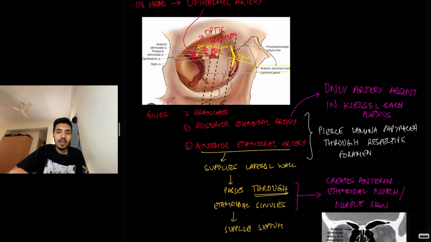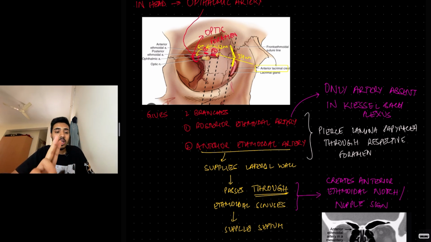So if I take this as the lacrimal crest in front, if I go 24 mm behind the lacrimal crest, I get the anterior ethmoidal foramen. I go 12 mm behind the anterior ethmoidal foramen, I get the posterior ethmoidal foramen. I go 6 mm behind the posterior ethmoidal foramen, I get the optic foramen. So 24 mm, 12 mm, and then 6 mm.